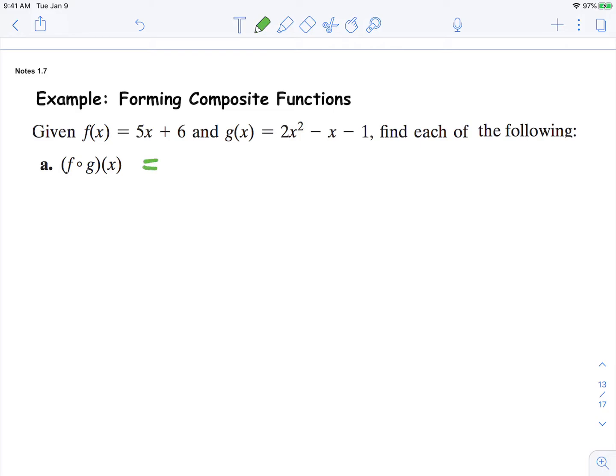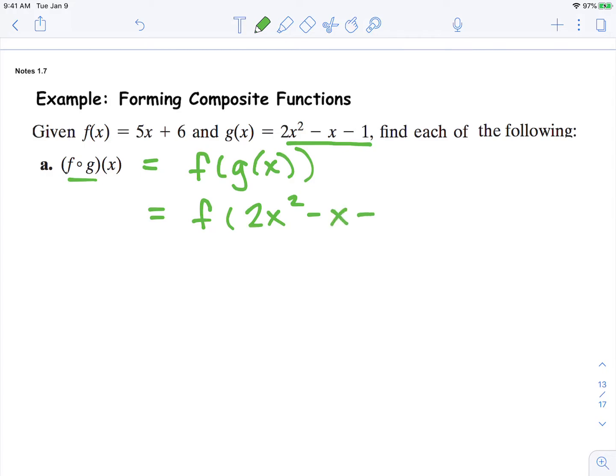So it's asking us to do f of g of x. We nickname that fog. So we're going to start with the innermost function, g of x, and it already is inputted for x. So we're going to replace that g of x with 2x squared minus x minus 1.